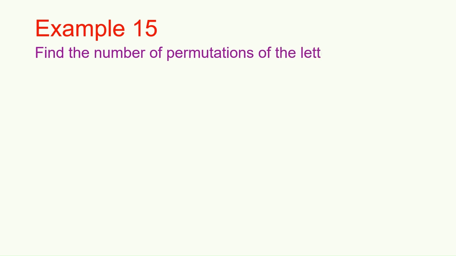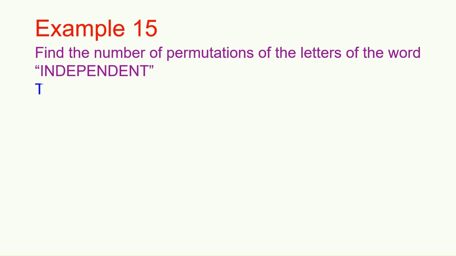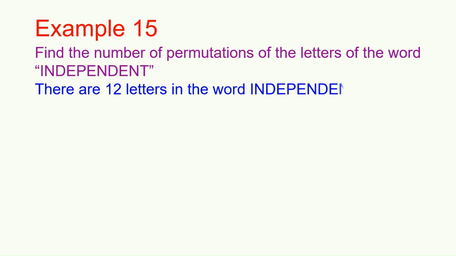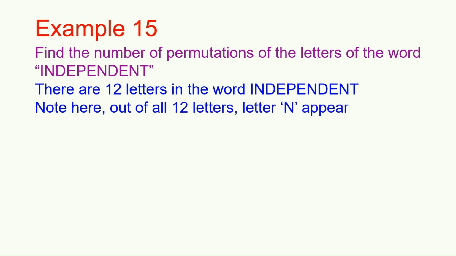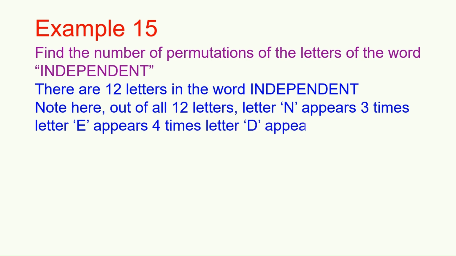Example 15. Find the number of permutations of the letters of the word independent. There are 12 letters in the word independent. Note here, out of all 12 letters, letter N appears 3 times, letter E appears 4 times, and letter D appears 2 times.